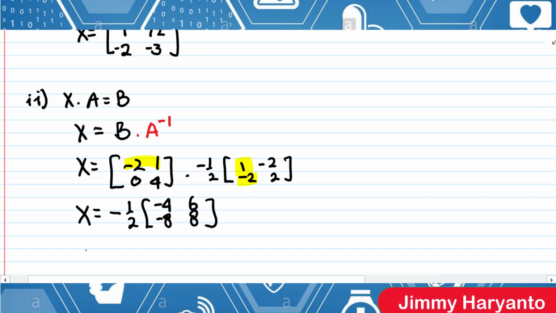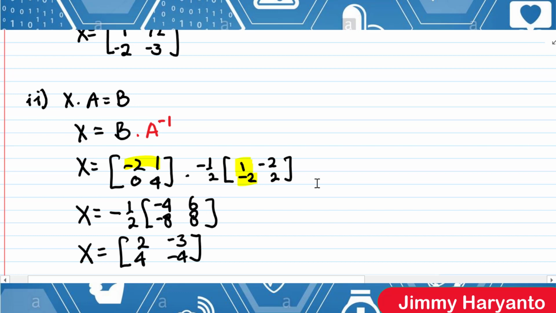After that, you can multiply the negative half to the matrix. You will get 2, negative 3, 4, and negative 4. There you go. This is the value of matrix A. If I made a mistake, please correct me.